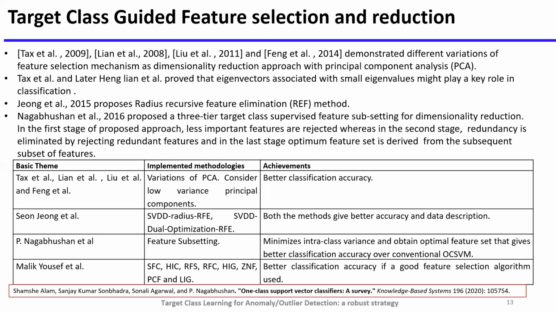The preprocessing also includes feature selection and transformation, and feature reduction, because all these things are going to affect the performance of these machine learning models very deeply. So, ETL variants such as Text ETL, ER ETL, UTL, and Frank ETL demonstrate different variations of feature selection mechanisms as a dimension reduction approach, along with principal component analysis, PCA.